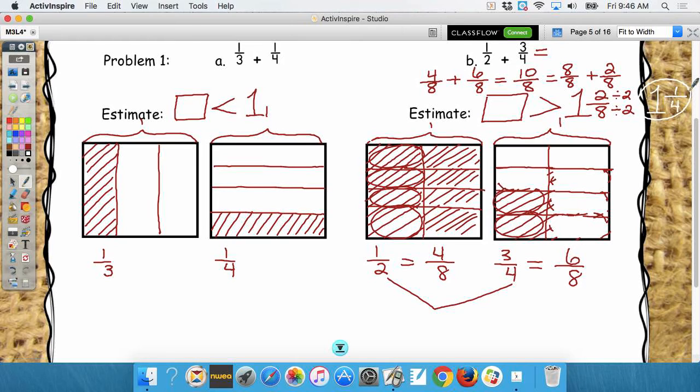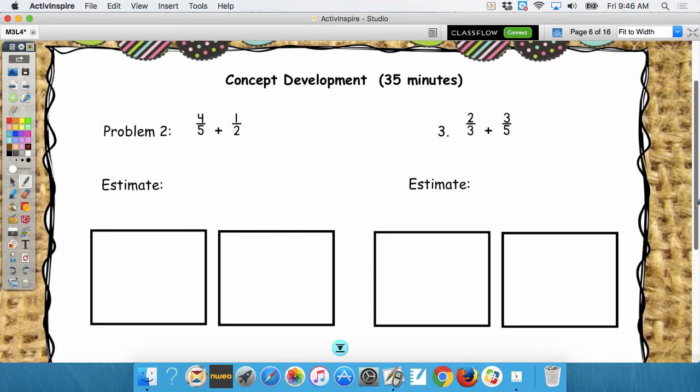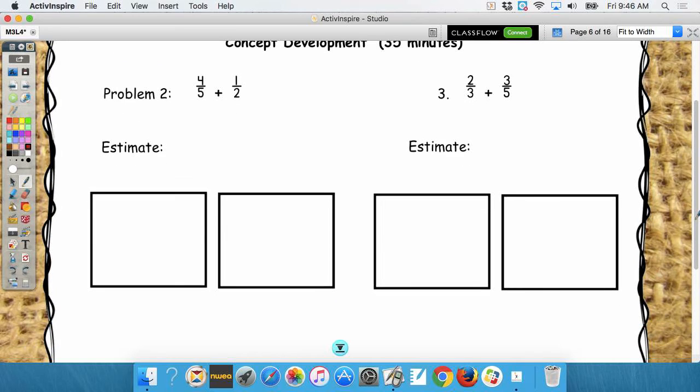Okay, it's too late to write these. We'll move on to the next one. Okay, so the next problem, just write this problem 2. It says 4/5 plus 1/2. Really wish I left myself more room. Need to make a note of that, don't I? So write 4/5 plus 1/2.